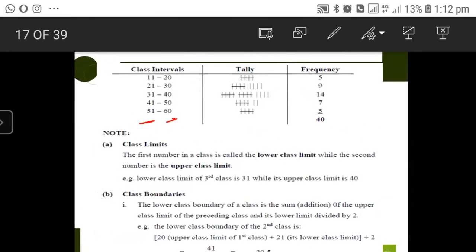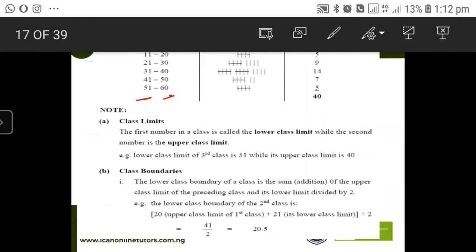For example, the lower limit of the third class. What is the third class? 1, 2, 3. The third class is 31 to 40. If the question is, what is the lower limit of the third class? Lower limit is 31, and the upper limit is 40.